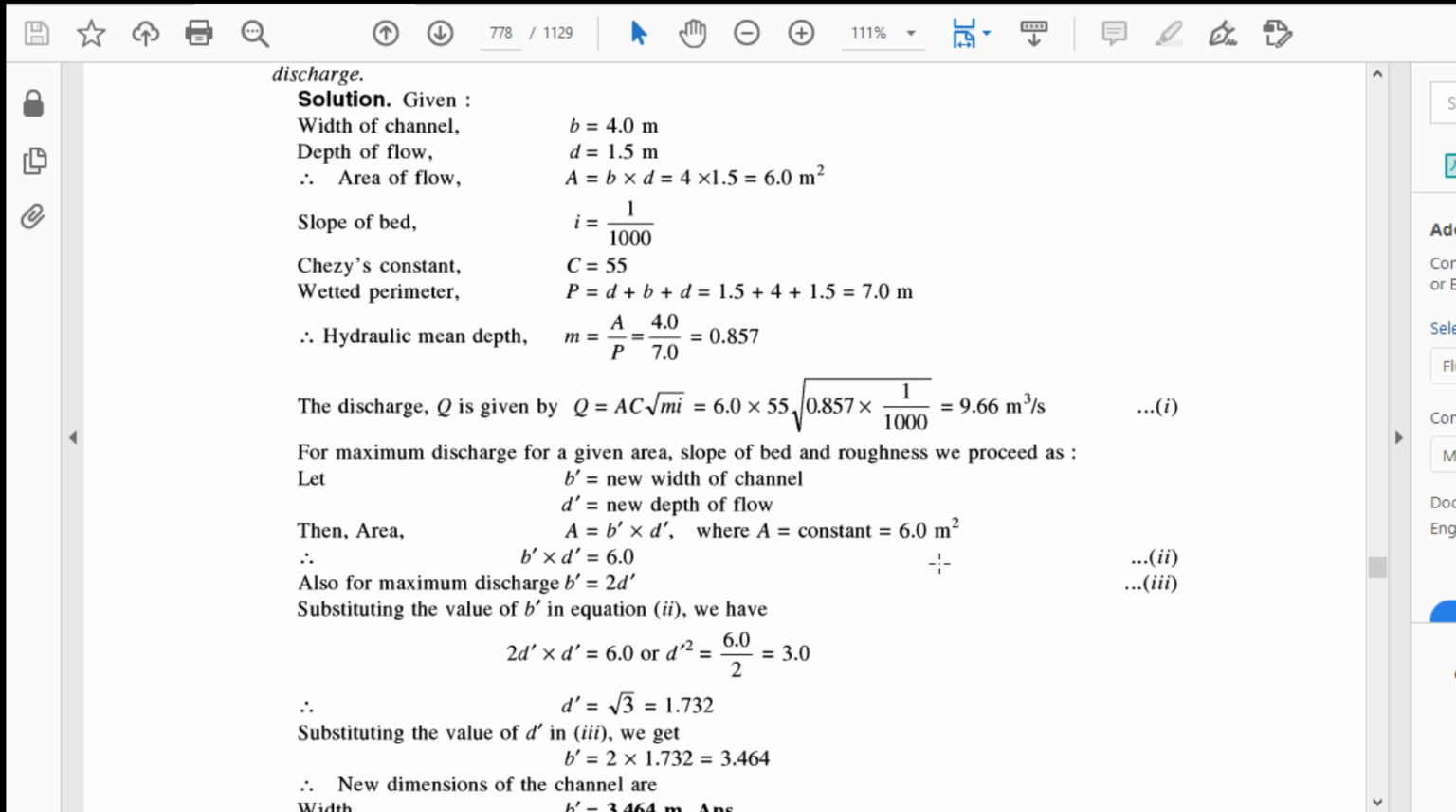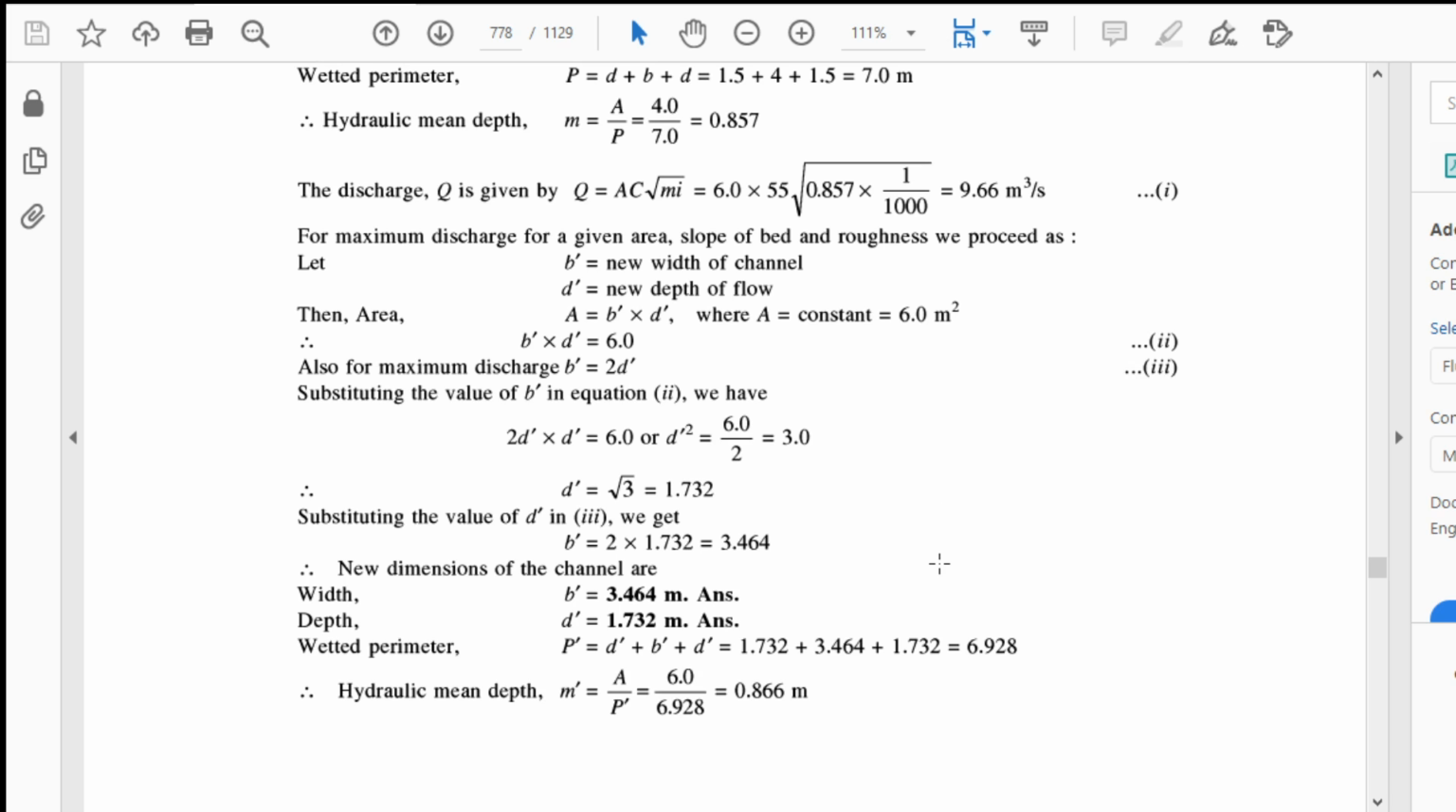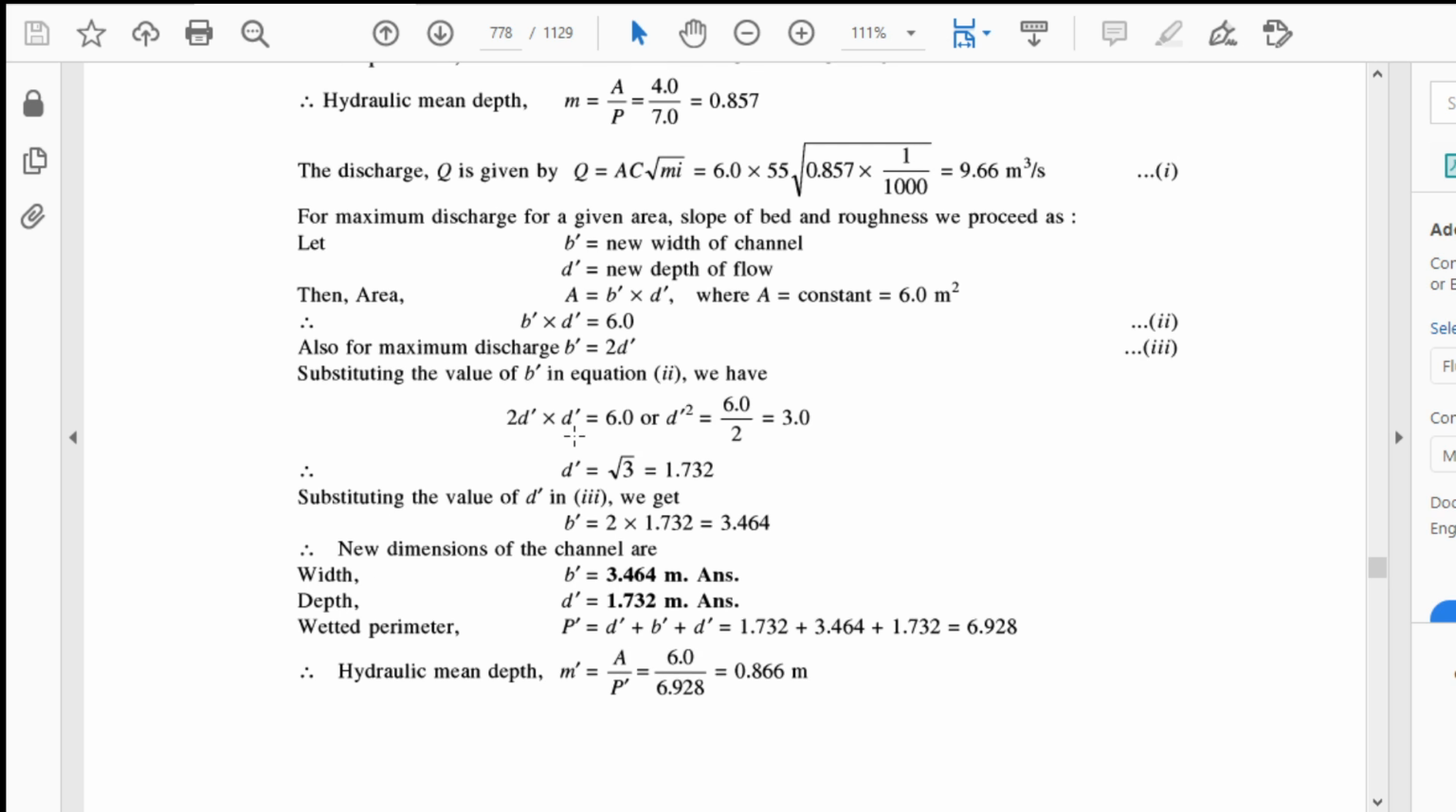Now for maximum discharge, the condition is B dash should be equal to 2 times D dash. This condition is for the most economical rectangular section, that is, the width of a channel section should be equal to 2 times the depth of flow. But here, instead of B we are going to consider B dash, and instead of D we are going to consider D dash. So B dash equals 2 times D dash.